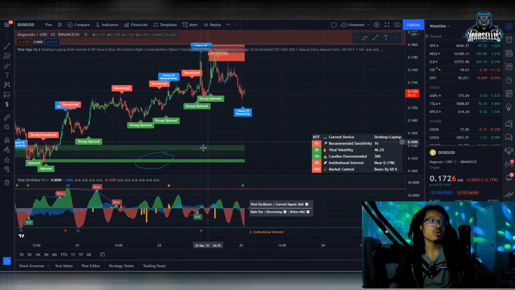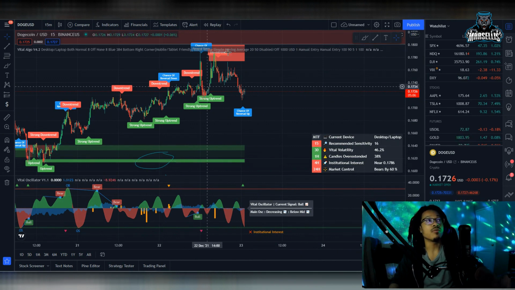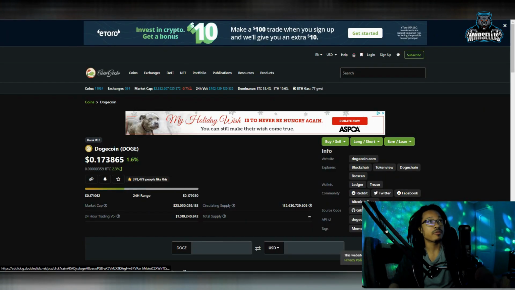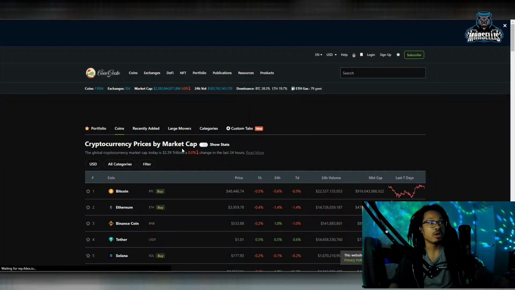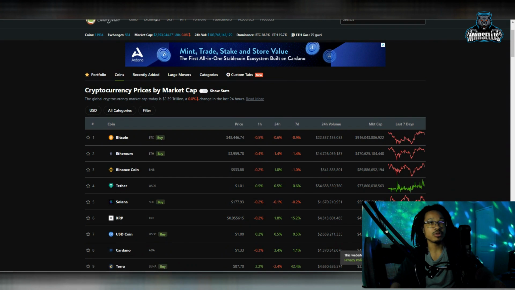So we are going to slowly but surely trickle down to this support level if the overall crypto market continues to sell off. You got to remember, we're all following Bitcoin here. Bitcoin is down to 48.4K right now. So Bitcoin's doing some movements here.